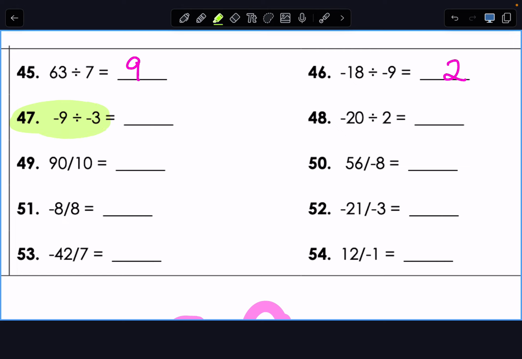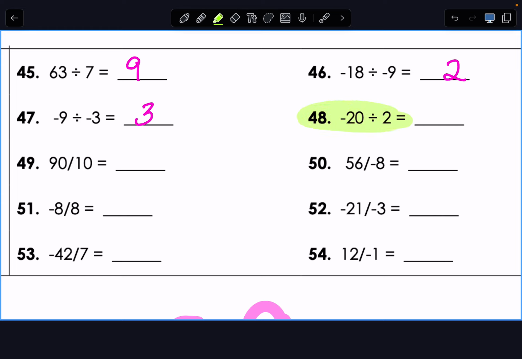Okay. Temperance, what kind of answer will we have in 47? And is that a positive or a negative 3? Okay. Tegan, why is our answer positive in number 47? We have two negatives. They're the same sign, which means our answer is positive. Okay. All right. And then 48.